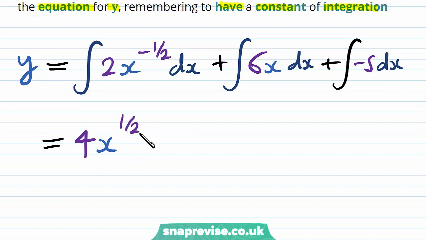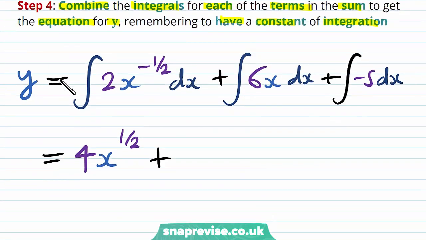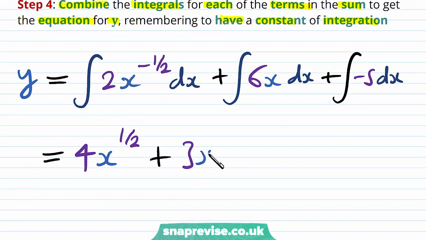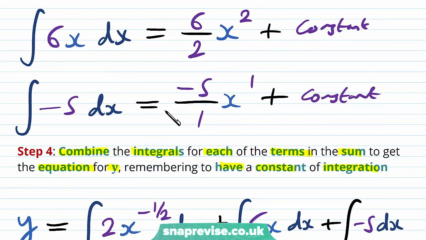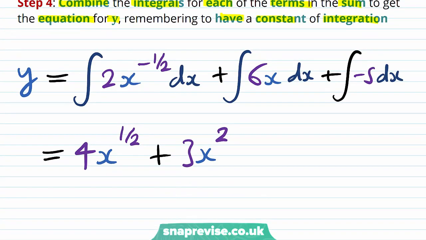And then the constant we're going to leave to the end. For our next term, we have a plus 6 over 2x squared, which is 3x squared. And again, we're going to leave the constant to the end. And for our last term, we have this minus 5 over 1, which is a minus 5. And then we have an x to the power of 1, which is just x.